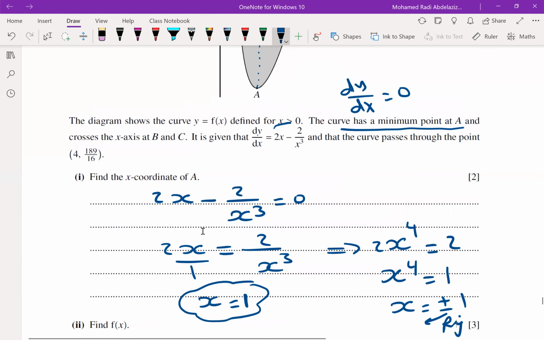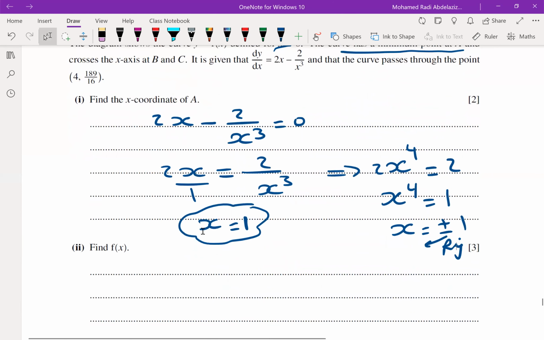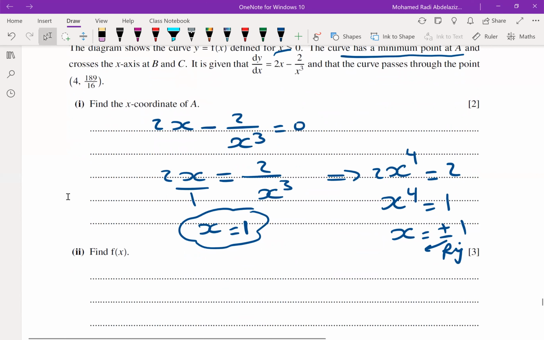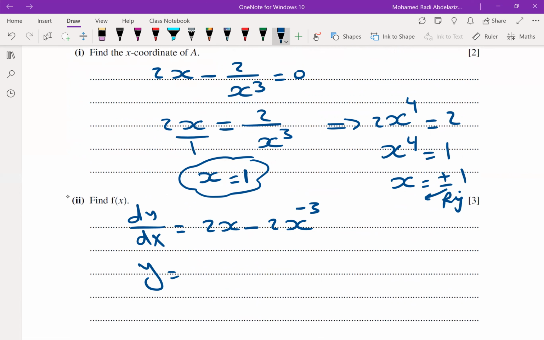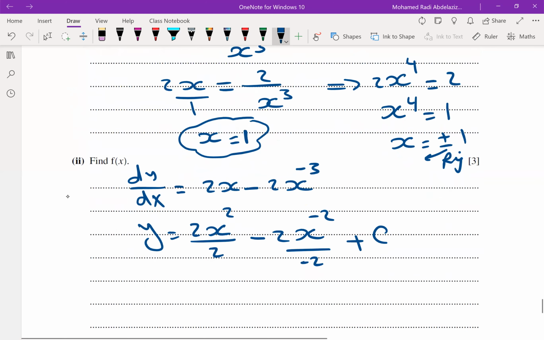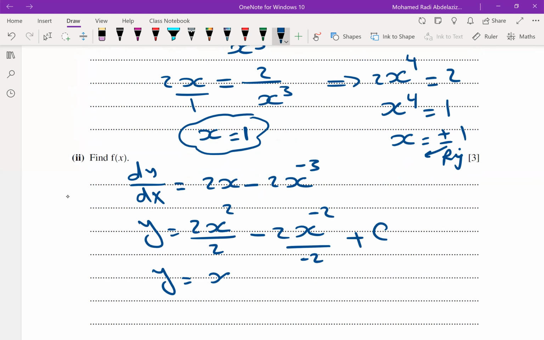Part 2, find the function f of x by using integration. To integrate both sides, we start with dy by dx is equal to x minus 2x to the power of negative 3. Let's now start to integrate. Integrating the left-hand side gives y. How to integrate x? By adding 1 to the power, then dividing by 2, plus the constant of integration. You can simplify: y is equal to x squared plus 1 over x squared plus c.